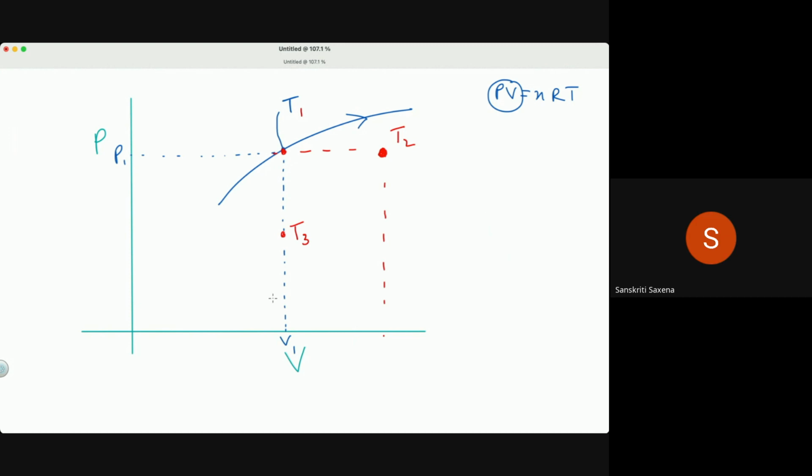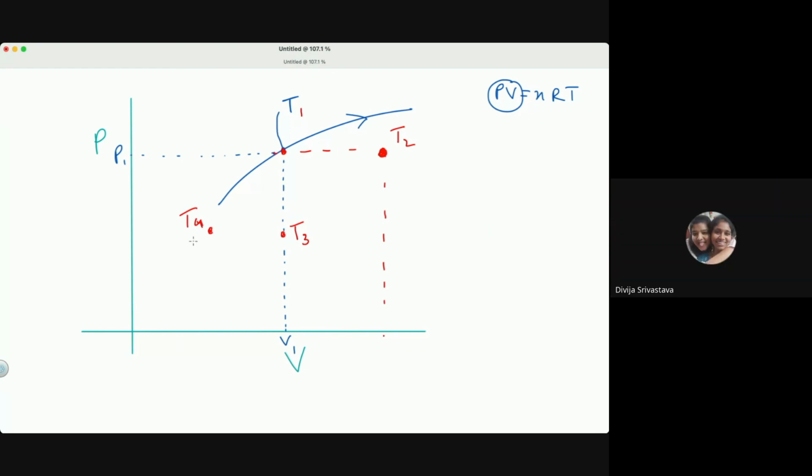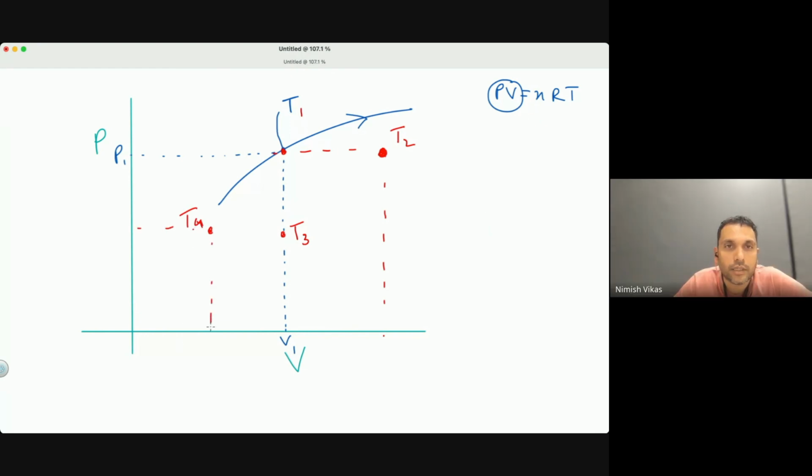What about this T3? It's less, right? What about this T4? That's also quite less, right? P is also less, V is also less. So looking at the diagram, you should have some idea: oh, that's a high temperature, man. Oh, this is low temperature. Get the point? Is that clear?